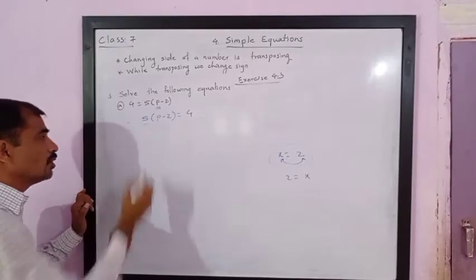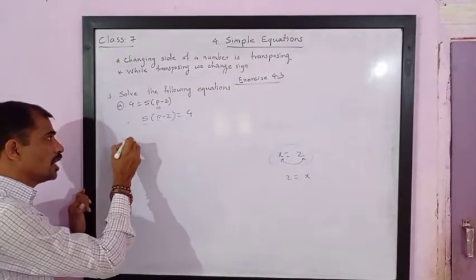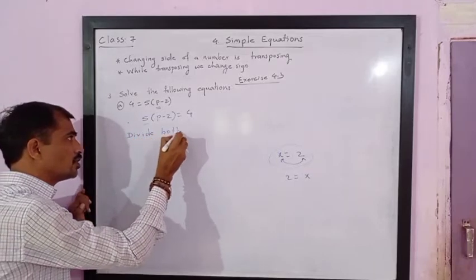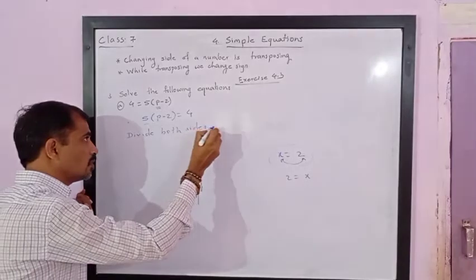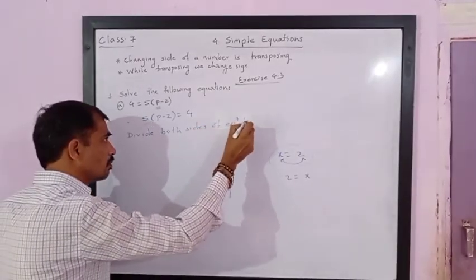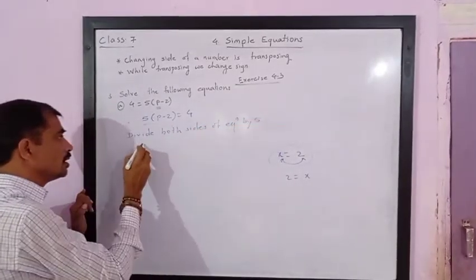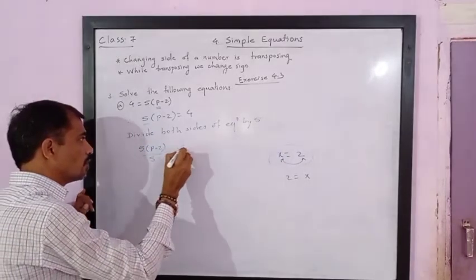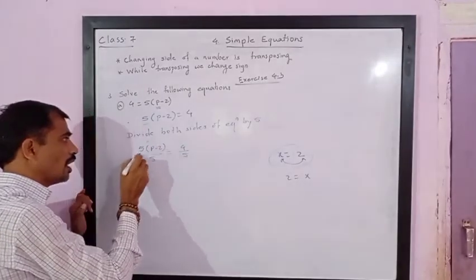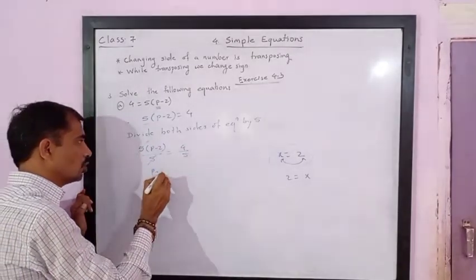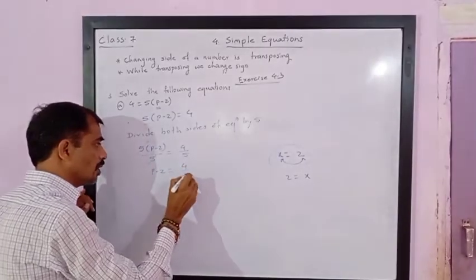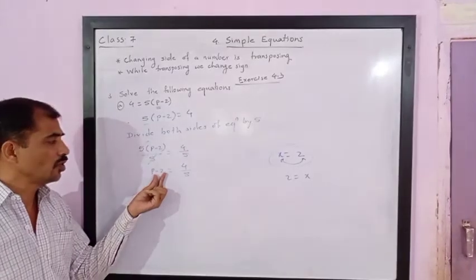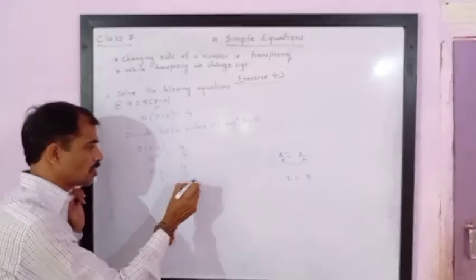So, first thing is we need to eliminate 5. To eliminate 5, divide both sides of the equation by 5. So, you will get 5 in bracket p minus 2 upon 5 is equal to 4 upon 5. Now this 5 eliminates with this 5, we will get p minus 2 is equal to 4 upon 5. Now this 2 is subtracted on the left hand side. So if you transpose it to the right hand side, we can solve the equation.